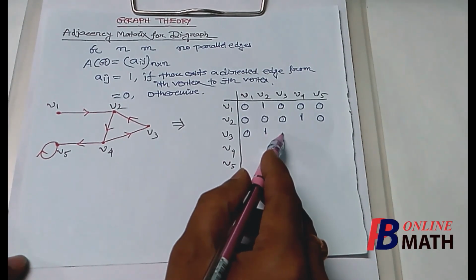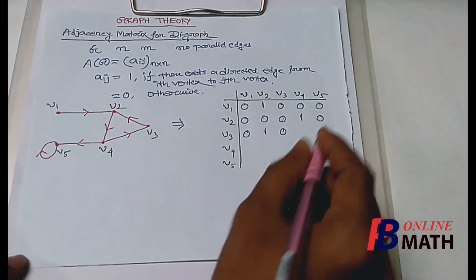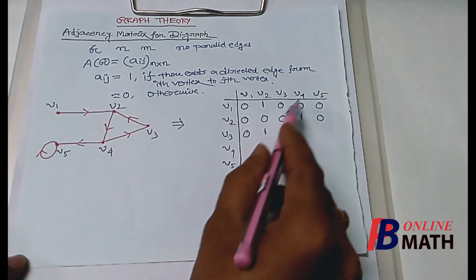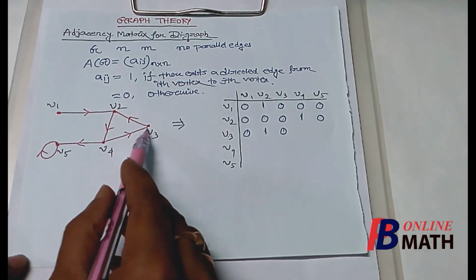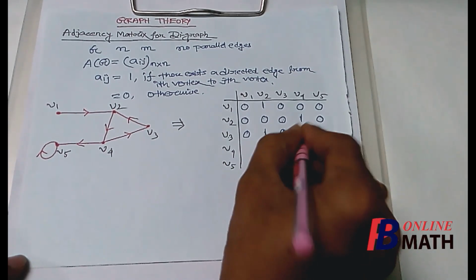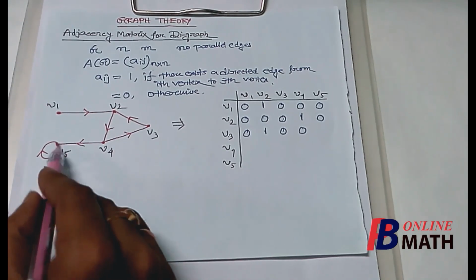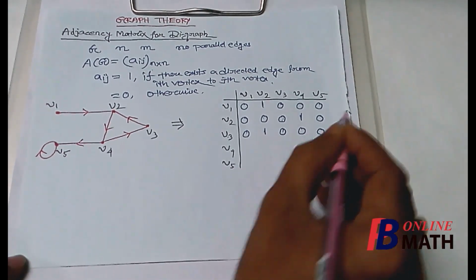Next we find that there is no self loop at V3, so we put 0 here. Next one is from V3 to V4. We find that there is no edge from V3 to V4, so we put 0 here. And finally there is no edge from V3 to V5, so we put 0 here.